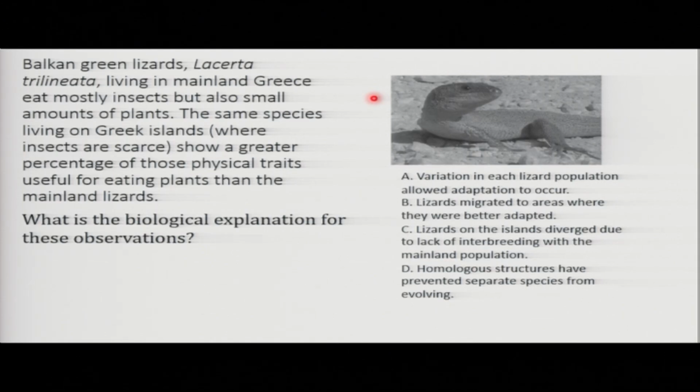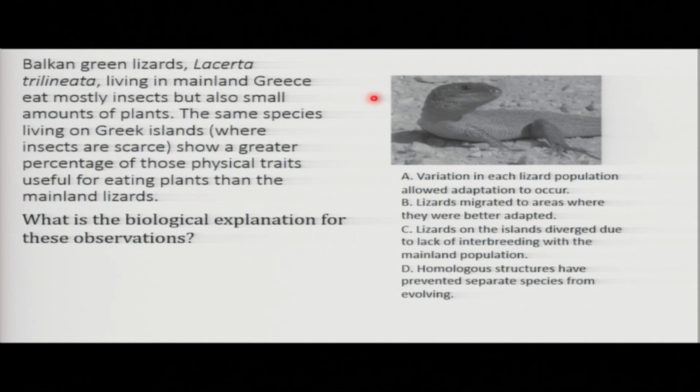The variation in each lizard population allowed adaptation to occur. But the question is, are they living in the same place? They are separate. Lizards migrated to areas where they were better adapted. What about these that still do eat some small amounts of plants? C, the lizards on the islands diverged. So we are evolving from one central point and separating, divergent evolution.